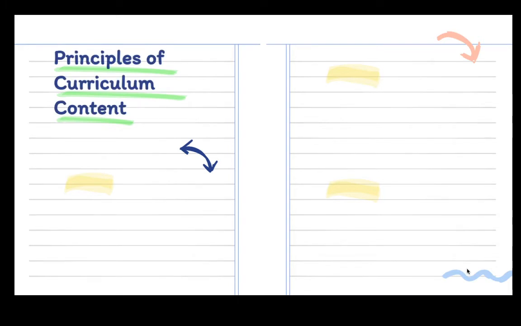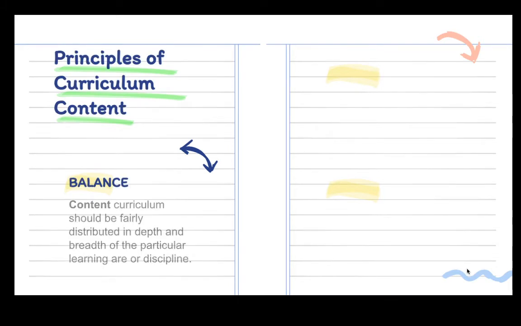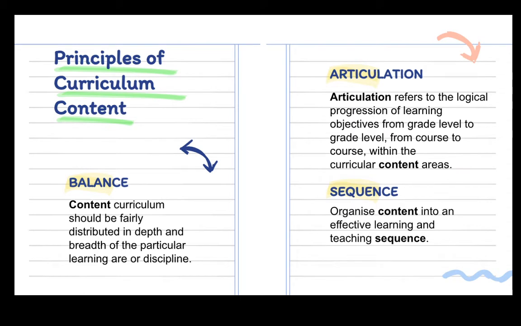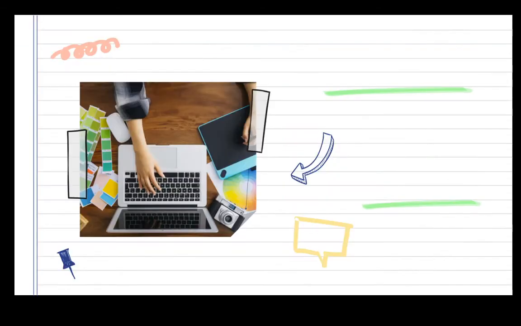Principles of curriculum content. It must have balance. Your content curriculum should be fairly distributed in depth and breadth of the particular learning area or discipline. The articulation refers to the logical progression of learning objectives from grade level to grade level, from course to course within the curricular content areas. For the sequence, organize content into an effective learning and teaching sequence.